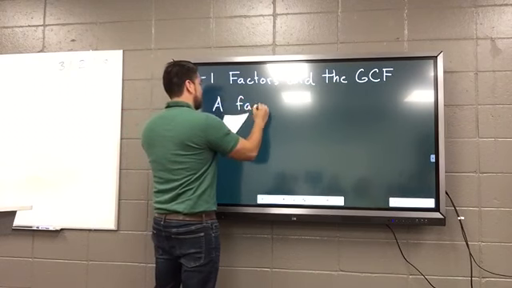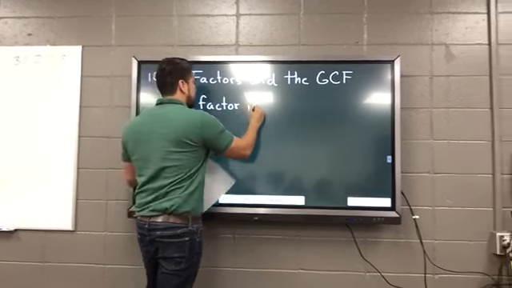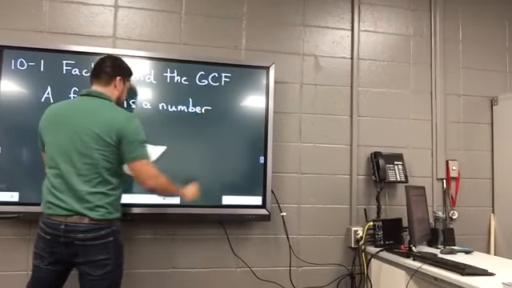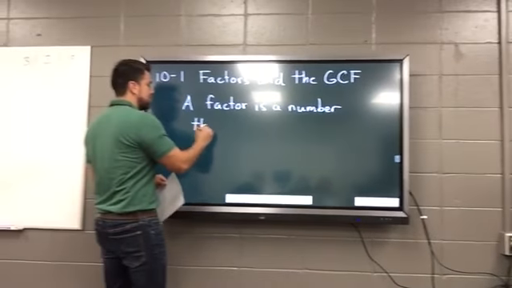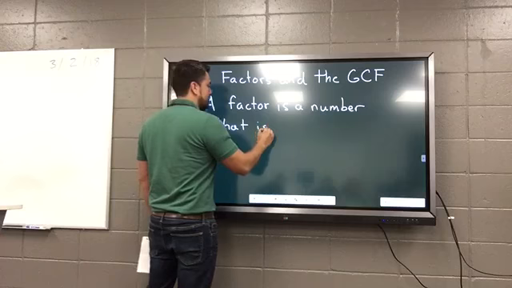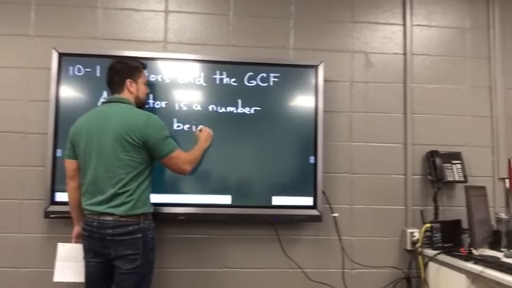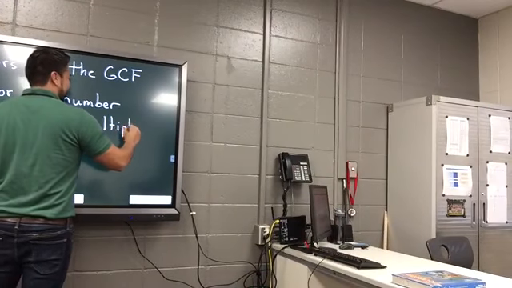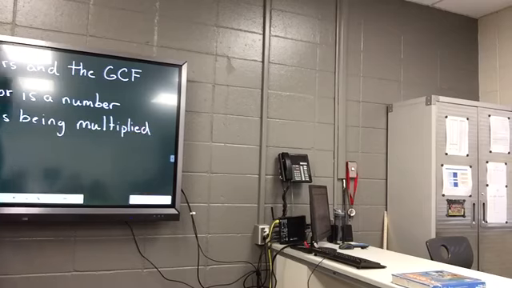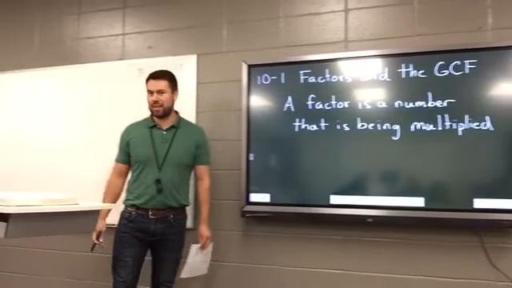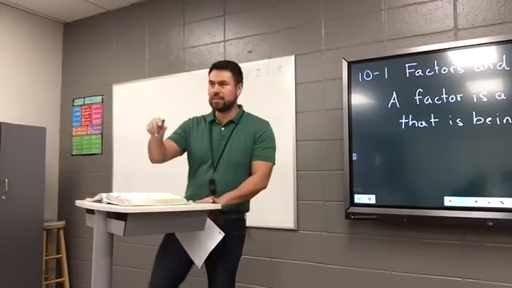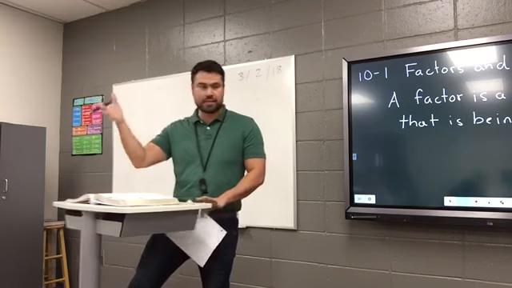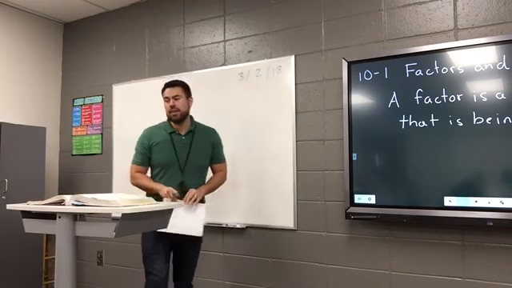A factor is a number. This is deep, guys, so please get this down. A factor is a number that is being, and this is a critical part, multiplied. That's what a factor is. It's a number that's multiplied. That means it's one of the numbers that you put when you're doing a multiplication problem. That's a factor. That's all it is.